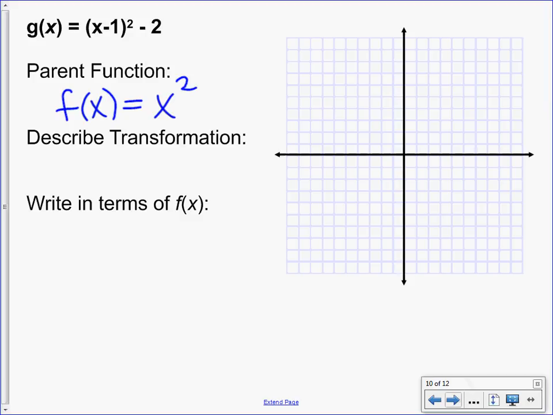Right 1. We're shifting right 1 and down 2. So I'm going to take those 3 points from our parent graph, and I'm going to shift them right 1 and down 2. So our vertex is going to go right 1 and down 2. And we have these 3 points right here.